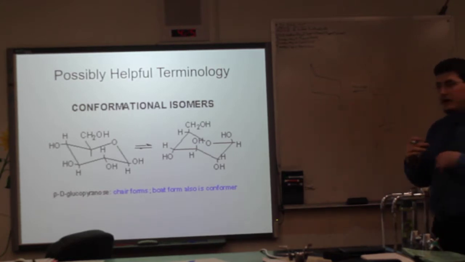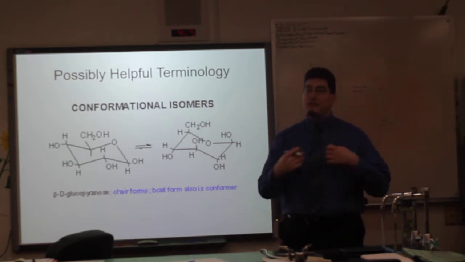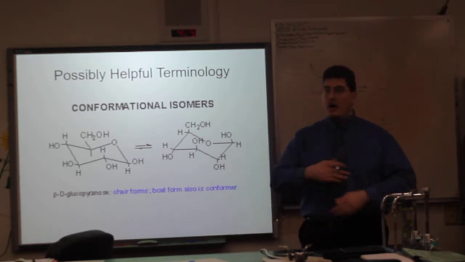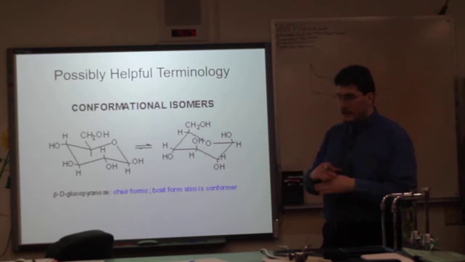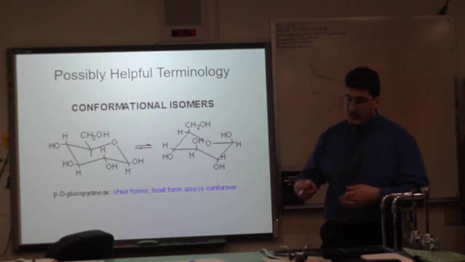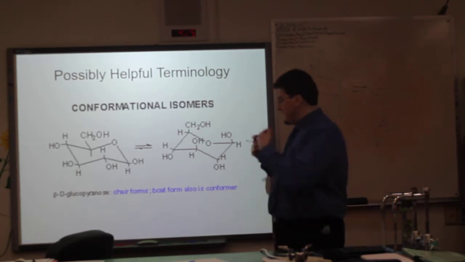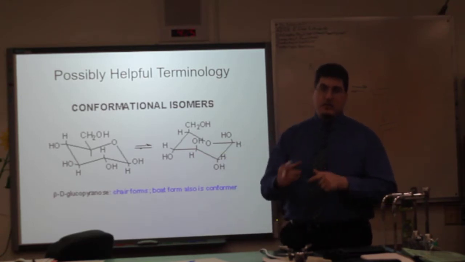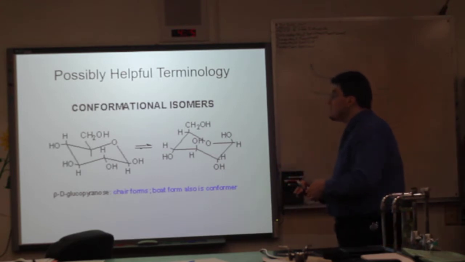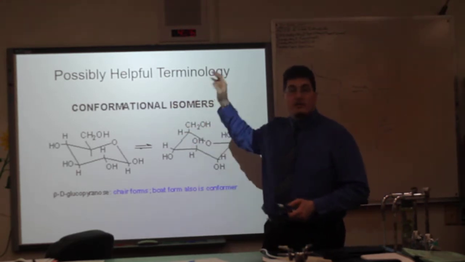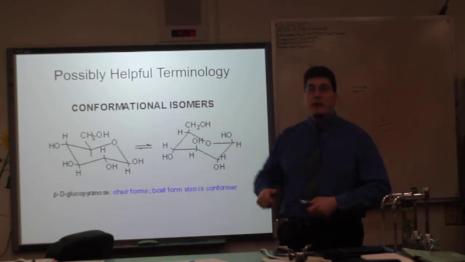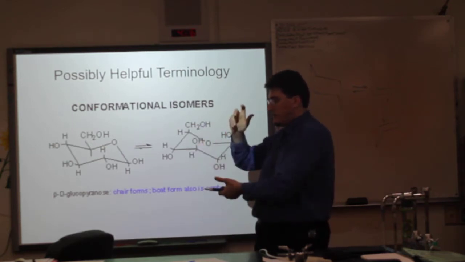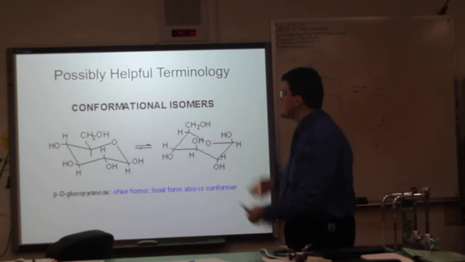No bonds have changed. No bonds have been broken. No bonds have been reformed. No electrons have moved around. No pairs of electrons have been shared in any way. This is just the movement in bonds that already exist. This is just the interplay between bonds. So conformational isomers are the same molecule that takes on different shapes because it can conform to fit a different shape. You can just fold it. Click, click, click, click. You just move them.